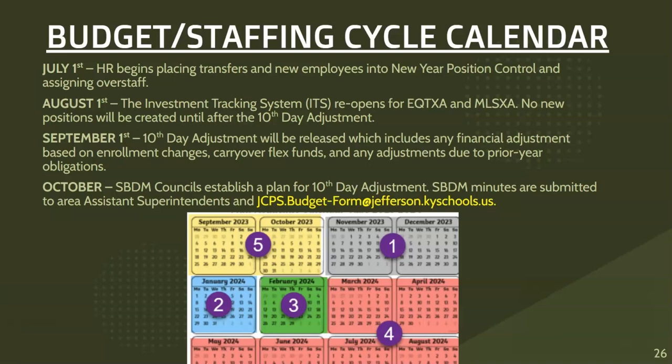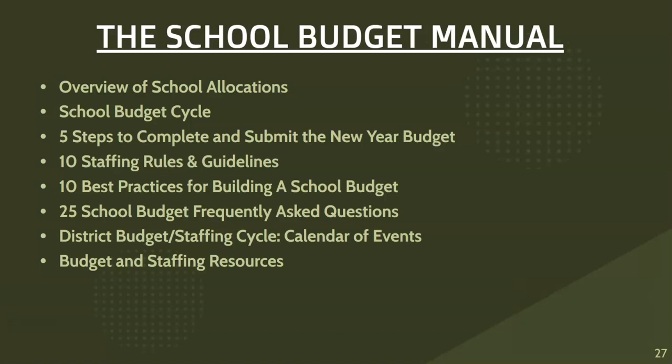When those 10th day adjustments are released to schools, they need to be meeting with their site-based councils to talk about how to use those funds. And then they will submit to their assistant superintendents and to budget the plan for using the 10th day adjustment. The School Budget Manual provides an overview of school allocations as well as numerous items for schools to better understand how to properly staff their school and the steps in completing the budget cycle process.